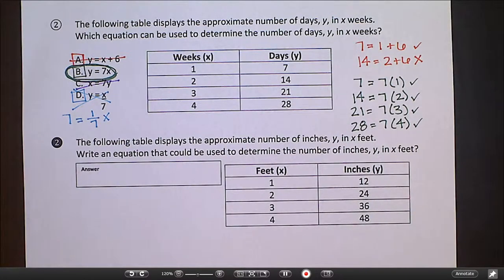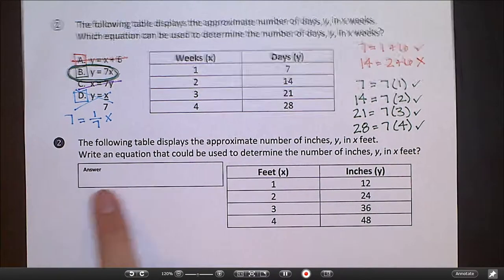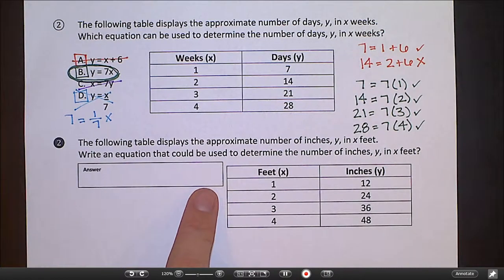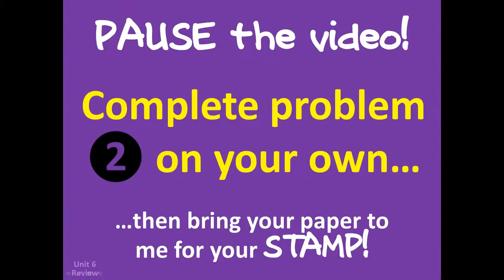So the shaded number 2 is the one that you're going to do on your own. And just like last time, there are no answer choices, so you need to write your full equation here. It needs to be in y equals format. So we're talking about y equals something x. Okay. So please complete shaded number 2 on your own. Then bring your paper to me for your stamp before you move on to number 3. Please pause the video now.